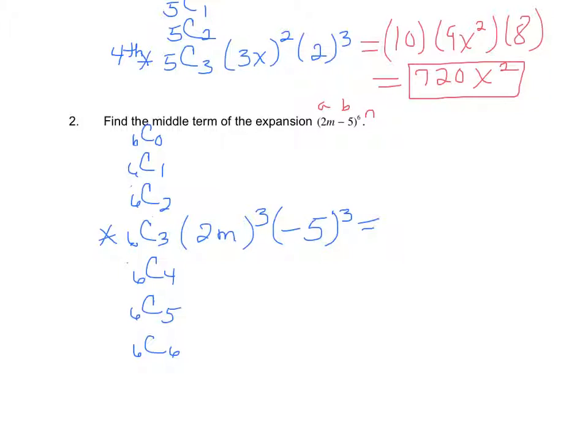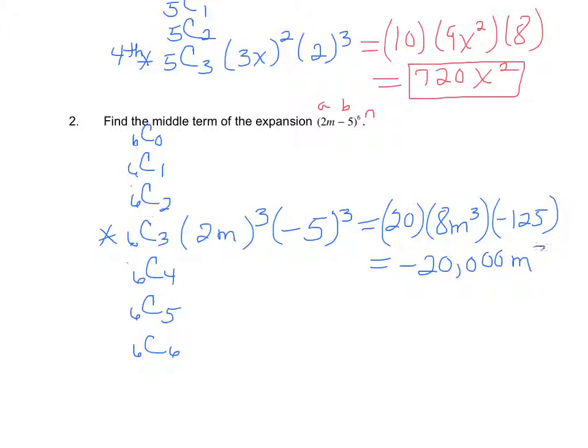I'm going to put each piece into the calculator, and let's see what I end up getting. Okay, combination of 6 things taken 3 at a time is 20. 2m cubed is 8m cubed, because 2m times 2m times 2m is 8m cubed. -5 cubed is -125. If I multiply that together, I'm going to end up with -20,000m cubed. So if I was to do the whole expansion, that term would fall right in the middle.